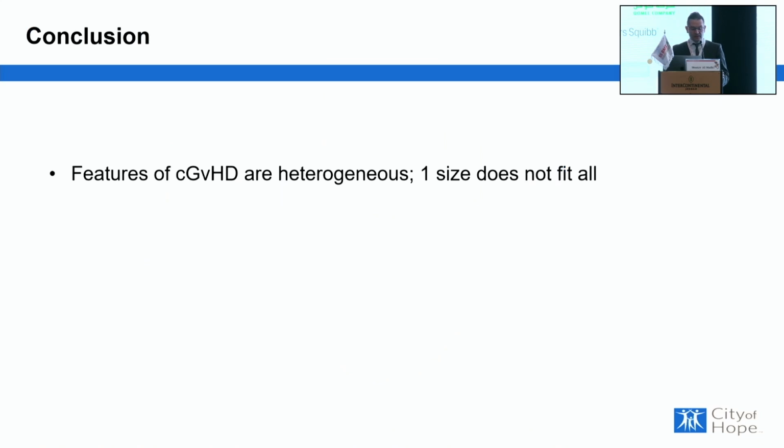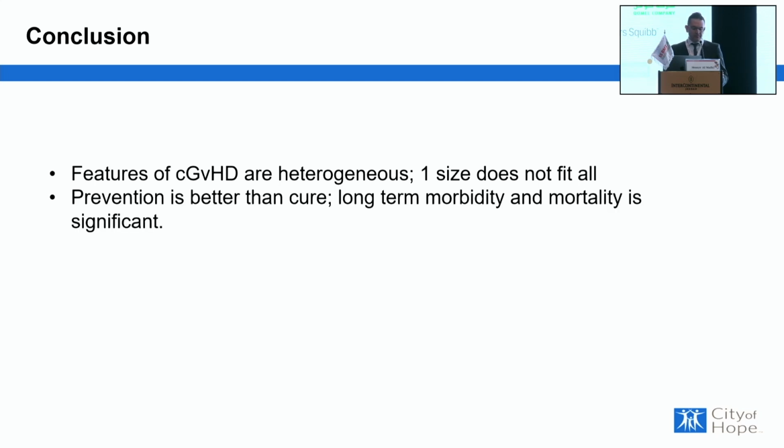So to conclude, features of chronic graft-versus-host disease are heterogeneous. One size does not fit all. Prevention is better than cure. Long-term morbidity and mortality are significant. And risk of relapse should not lead us to think that we could cause chronic graft-versus-host disease to decrease relapse, because it has been shown in multiple studies that this is not true.